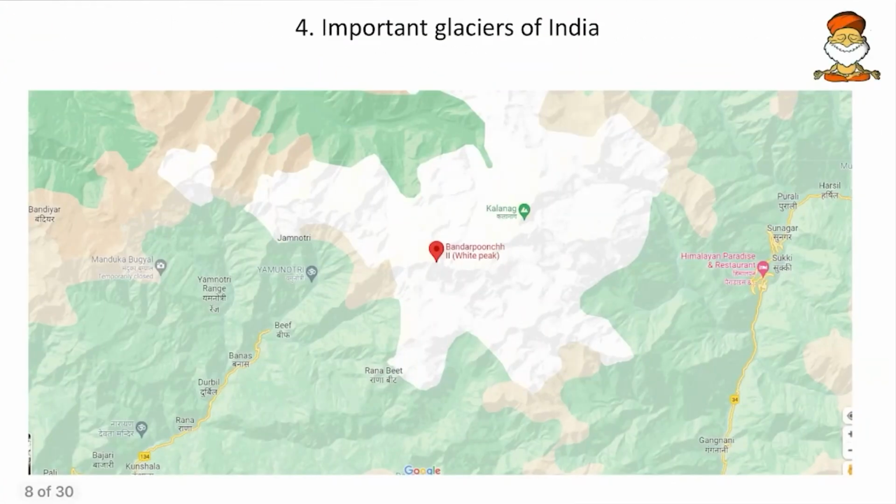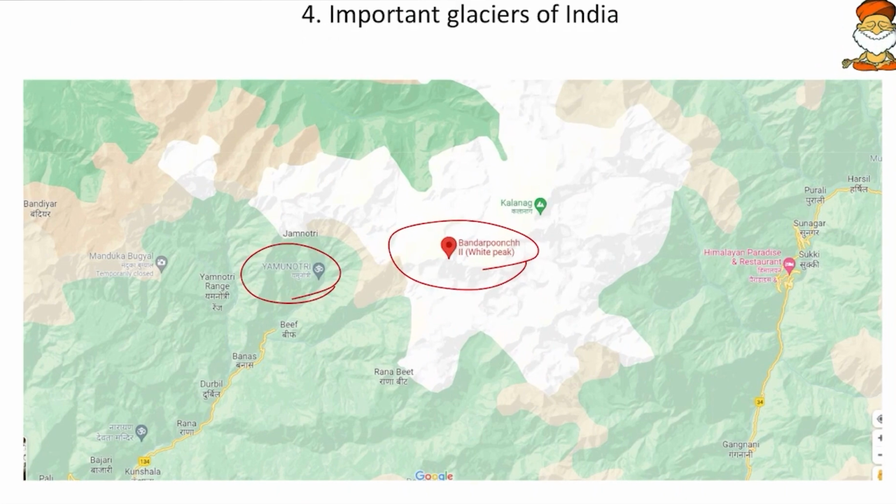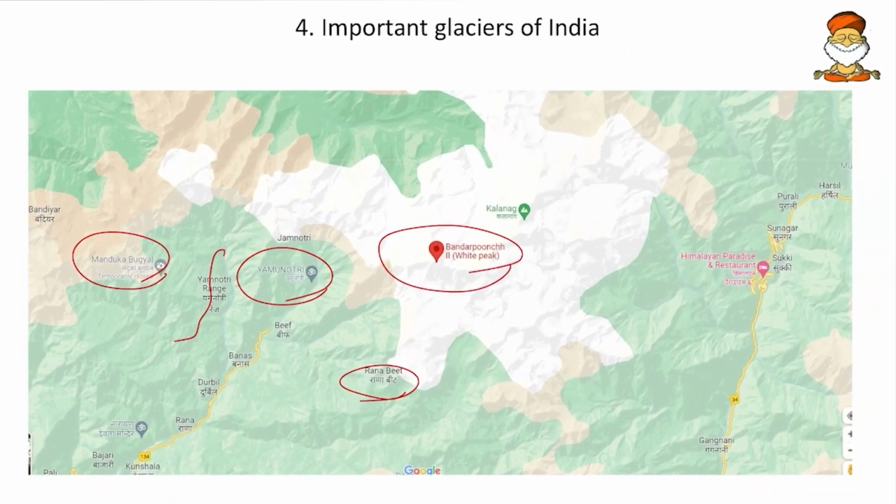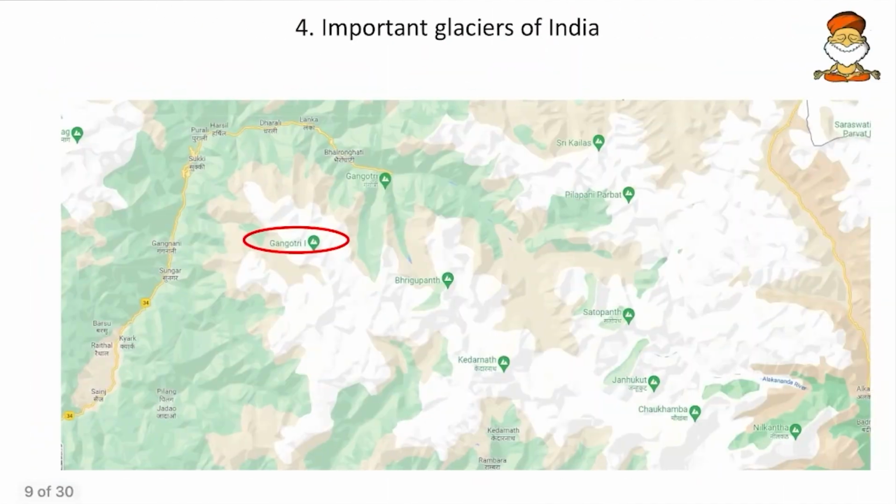Then come to next. Here we have the Bandarpunch glacier. Very near to it, we have the Yamunotri glacier, and then the Mundaka Bugyal, and the Yamunotri range is here, and then the Rana Beat, and others. So they are not so famous. And in this part, if there are any important places, basically students from the Himachal Uttarakhand region, you can point them out.